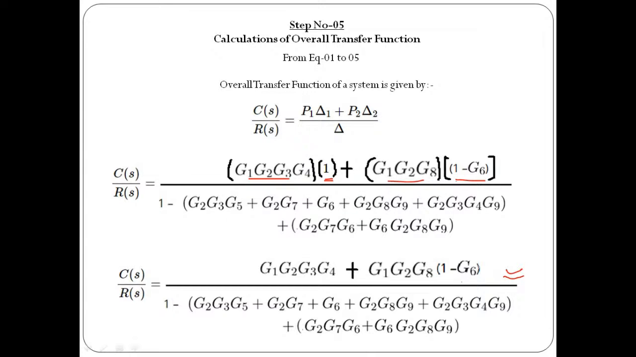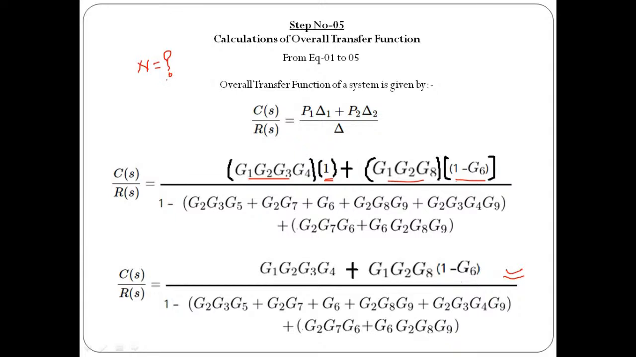In the GATE, it may not be possible that you will have such a huge structure to find the value of the transfer function using Mason's gain formula. But it is possible that you have a structure and they may ask any one of the points from step number 1 to step number 4. For example, a structure is given to you and you are supposed to find how many forward paths there are. That means you need to find the value of n, how much n will be.